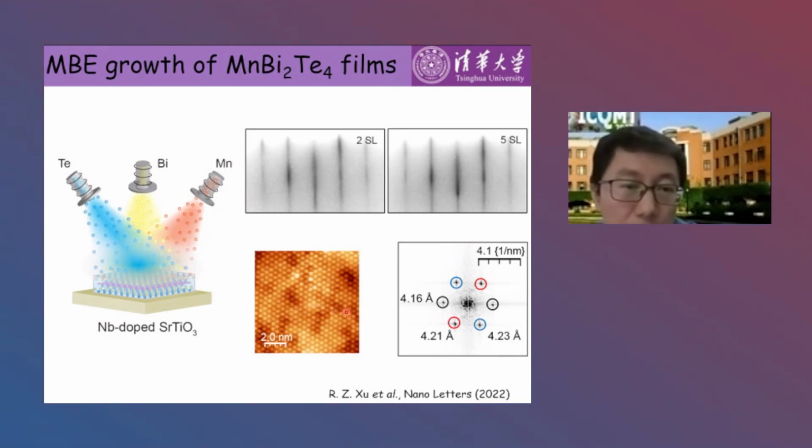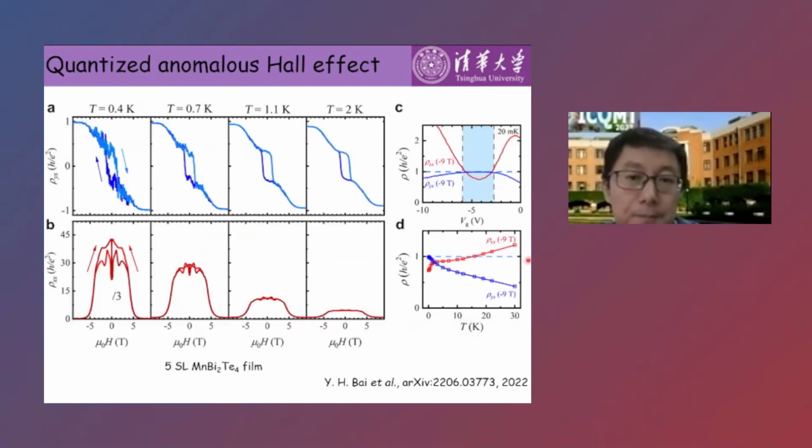Similar to the bulk sample, we also observe considerable defects, mainly from manganese atoms occupying the bismuth sites, or the manganese bismuth anti-site defects. The Fourier transform of the surface map gives an in-plane lattice constant of 4.2 angstrom, consistent with the bulk sample. The MBE grown samples show a high quality.